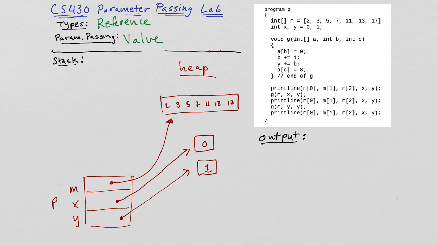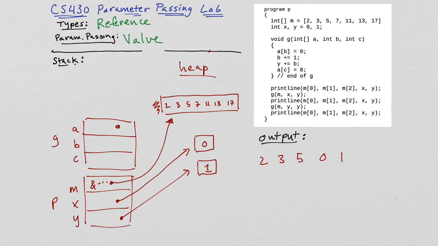Now what we're going to do is run this program again, like we've been seeing. First I am going to print out 2, the same as always, 2, 3, 5, 0, 1. And then I'm going to call G, and G is going to have its A, B, and C values as well. But what's the value? We're passing by value, and we're passing the value of M into A, but the value is the address. So I've drawn an arrow, but this is really the address of that object over in the heap, wherever this happens to be.